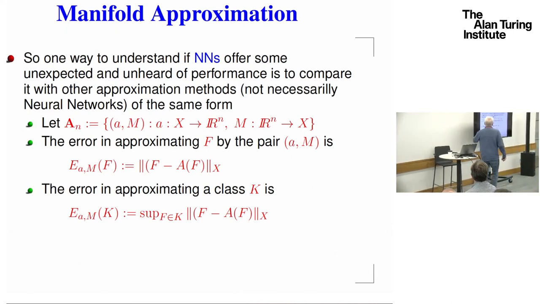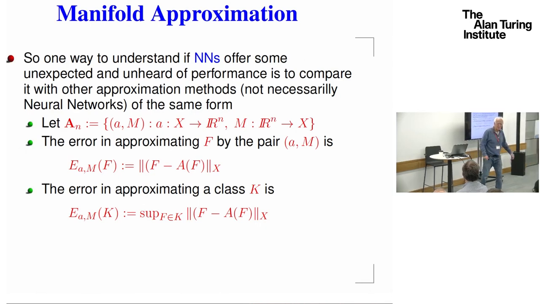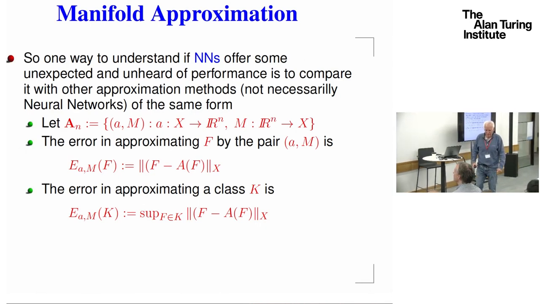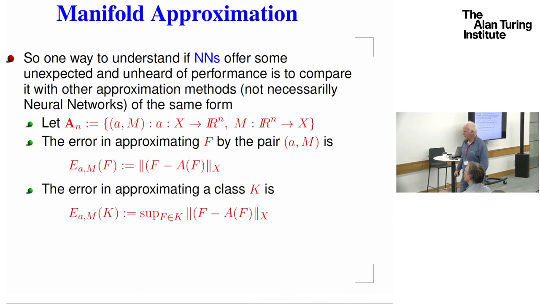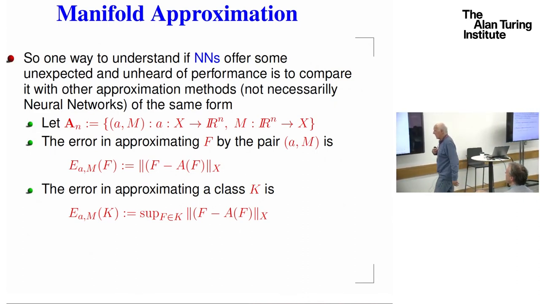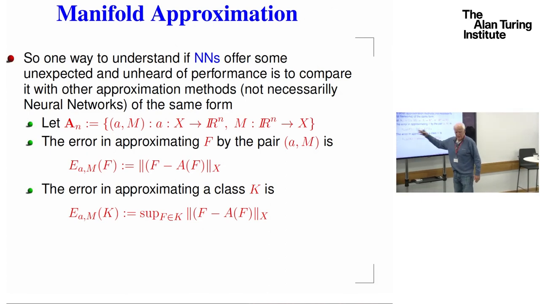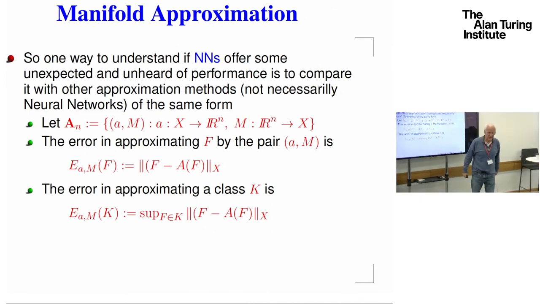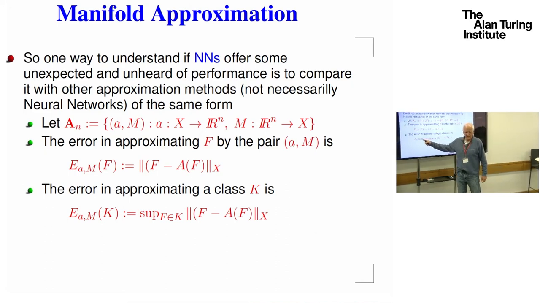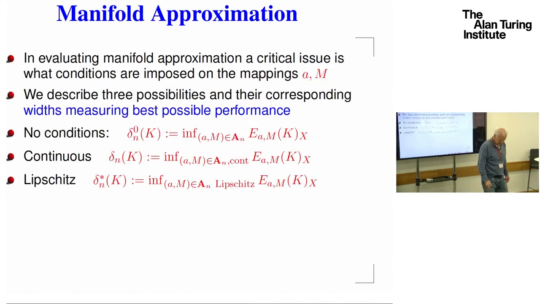And I can say, all right, let's look at them and let's see the best we can do over all mappings A and M. That's the first thing we crazy people that work in approximation do. We say, oh, you have your particular way of doing it, but let me see if I can beat it. Let's look at all possible mappings A and M. See if maybe we can beat it. Okay? And we can look at the performance on F, but it's better to look at the performance on classes, compact sets, like Besov classes.